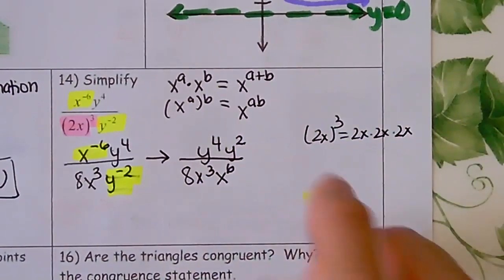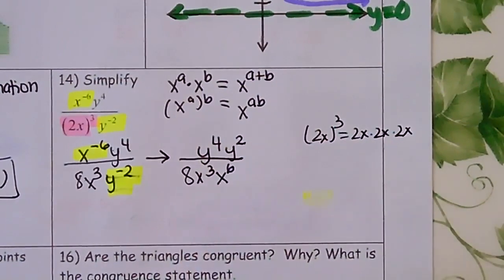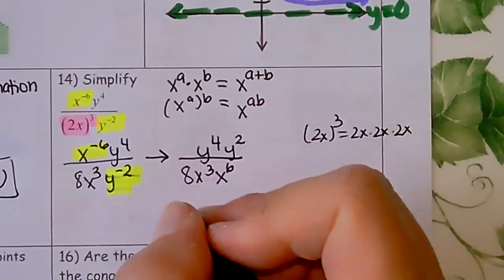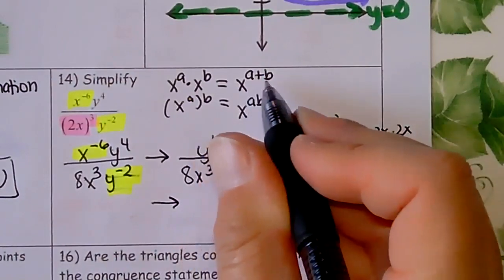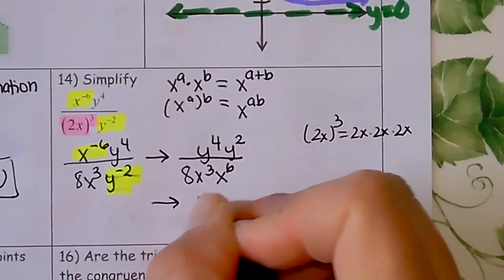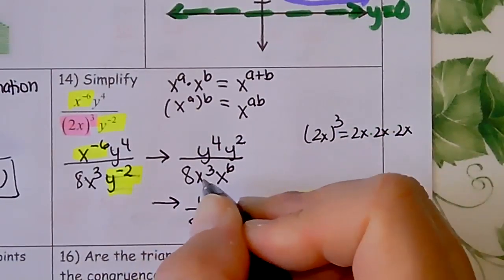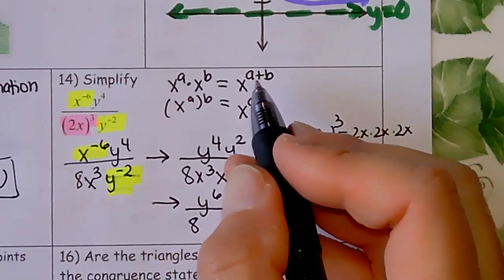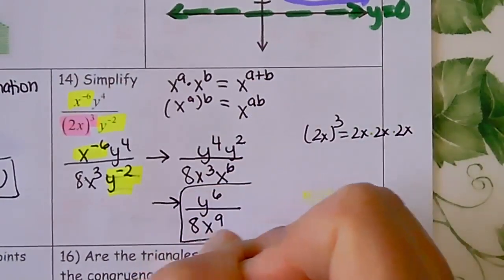And you are not done because you cannot have these y's and these x's. You need to have y to a single power, x to a single power. So now, on top, y to the 4th times y to the 2nd, I'm going to add. So I get y to the 6th. My 8, x to the 3rd times x to the 6th, I'm going to add. And I get x to the 9th, and that's your answer.